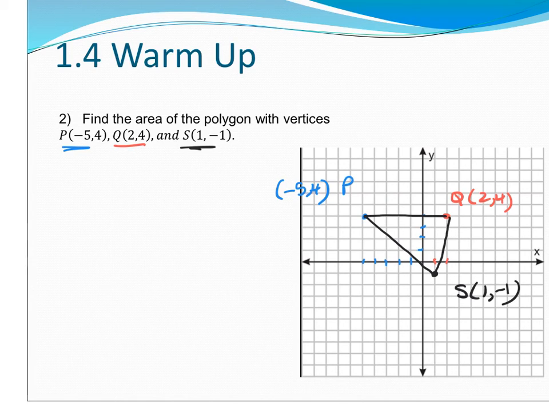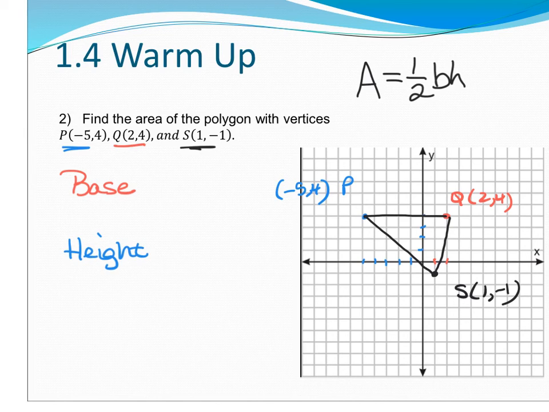Now, in order to find area of a triangle, I need to know the formula. So the formula for area of a triangle is 1/2 base times height. I need to figure out how long the base of my triangle is and what the height of my triangle is. The height is always going to be where it's a perpendicular distance. It's going to be formed by a right angle. So I'm going to use my base as this horizontal line here, or this segment that's here.